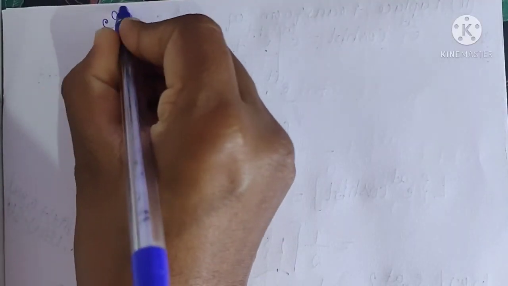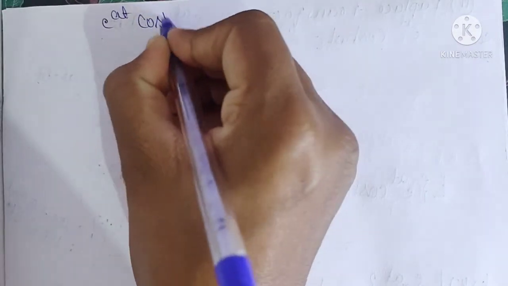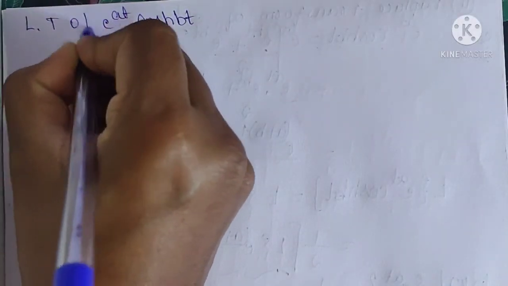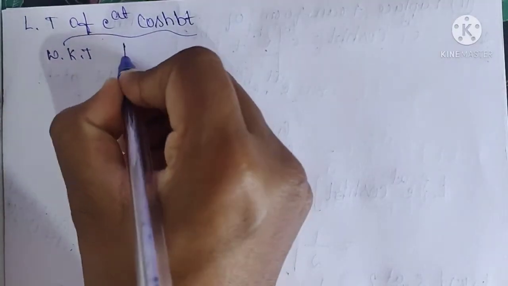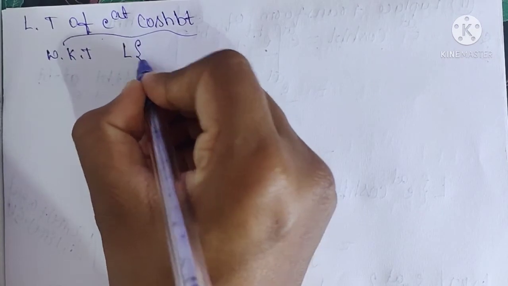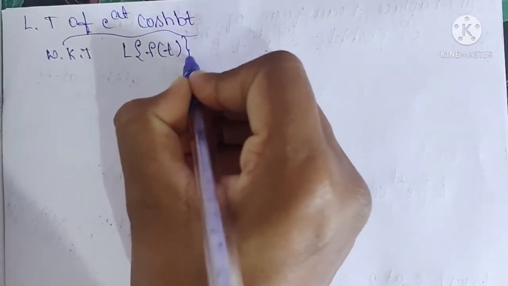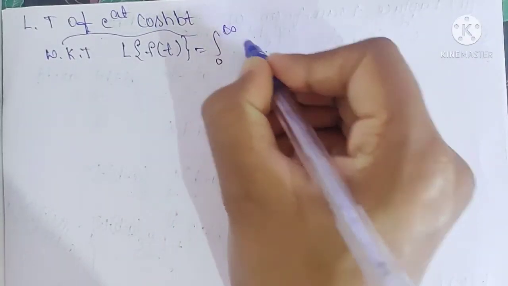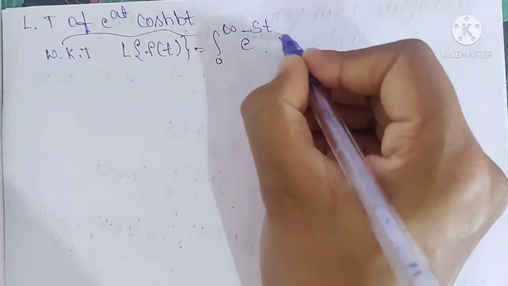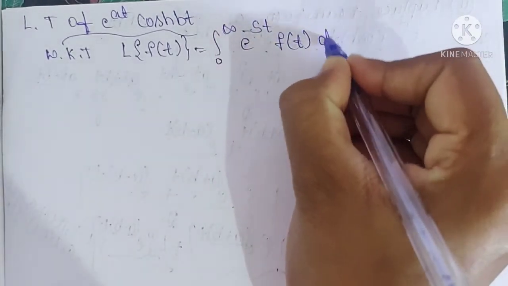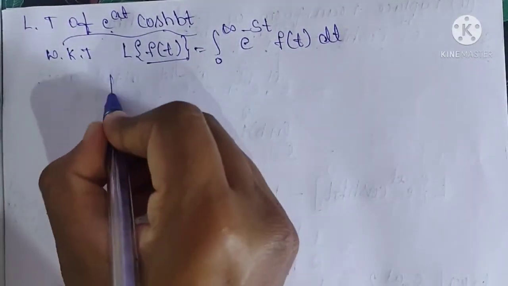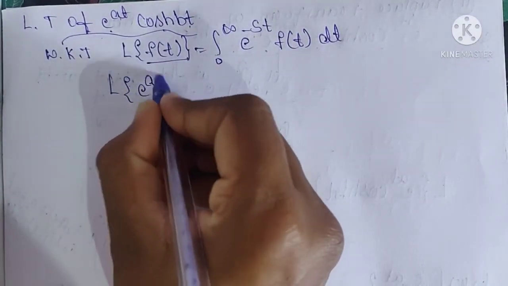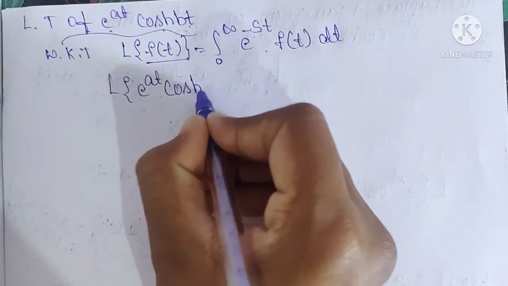Laplace transform of e^(at) cosh(bt), using another method. We know that by the definition of Laplace transformation, L of f(t) equals the integral from 0 to infinity of e^(-st) f(t) dt. Here f(t) is e^(at) cosh(bt).